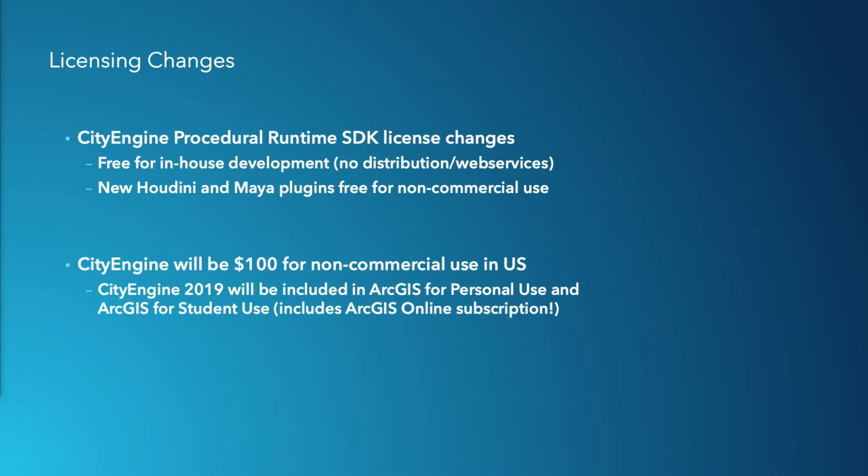CityEngine itself, I just heard, will in the US be available for $100 for non-commercial use. It will also be included in the ArcGIS for personal use and the ArcGIS for student use. And I think I forgot to say that it's also included in the urban packages.